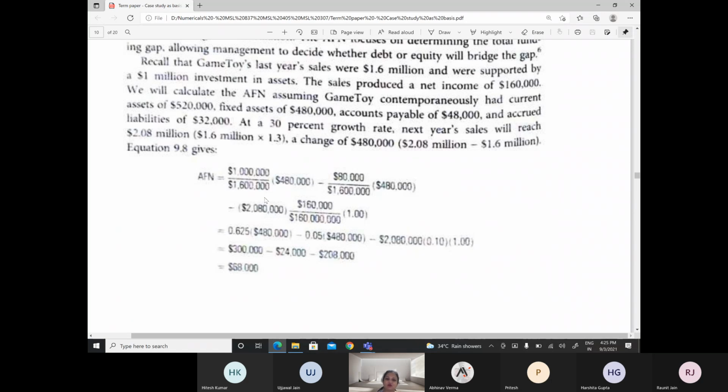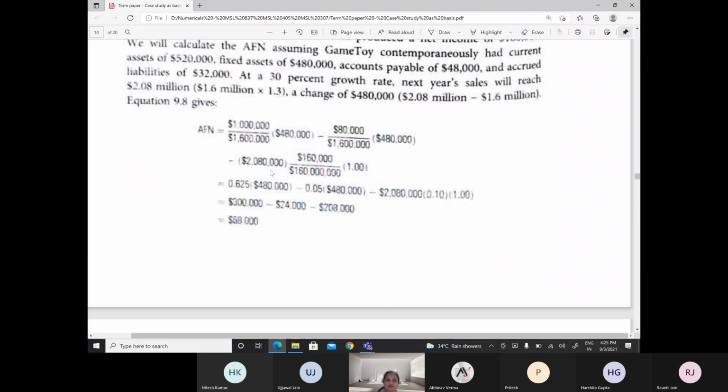At a 30% growth rate, the next year's sales will reach 2.08 million, which is nothing but 1.6 million into 1.3, a change of $480,000. So now the equation becomes your original sales.